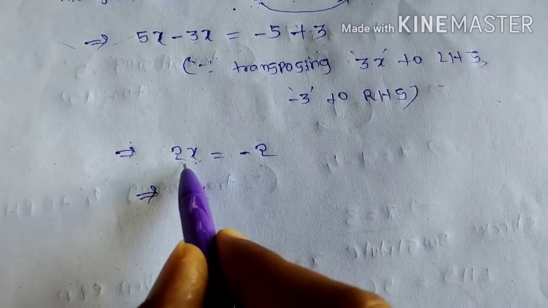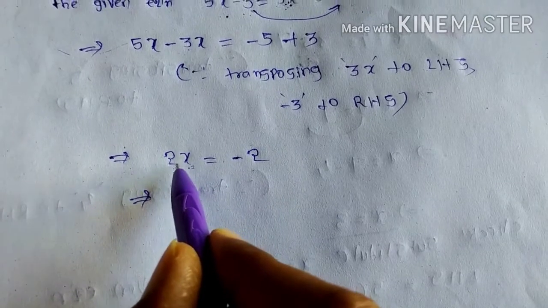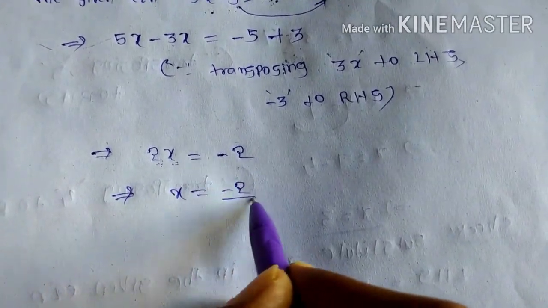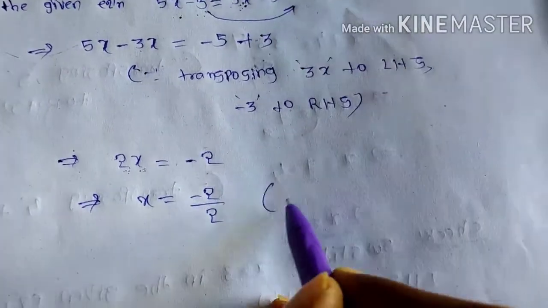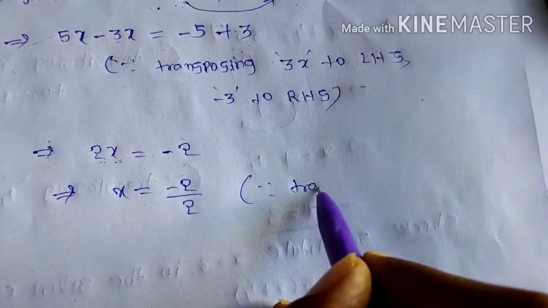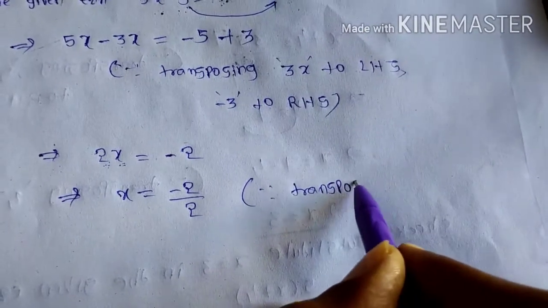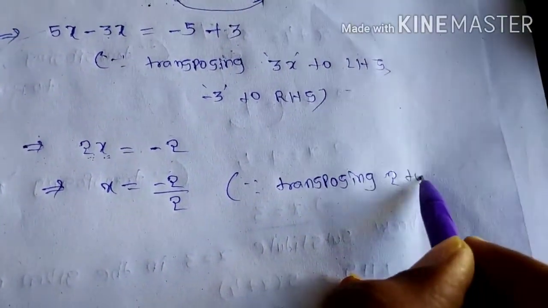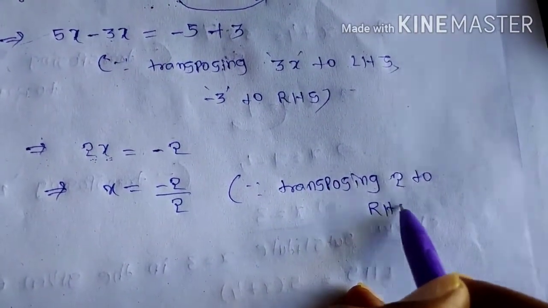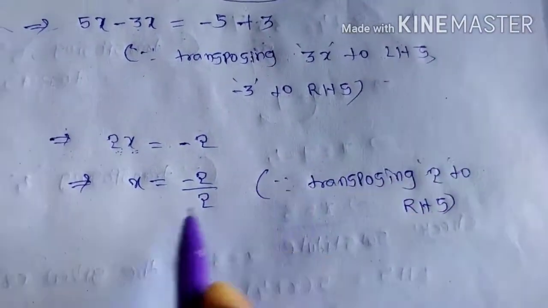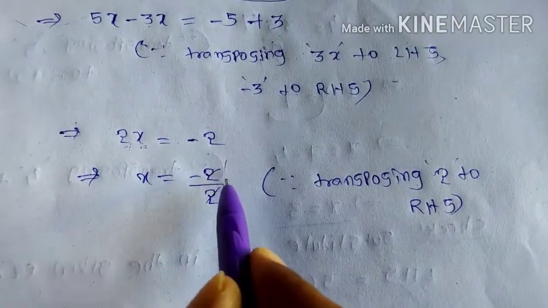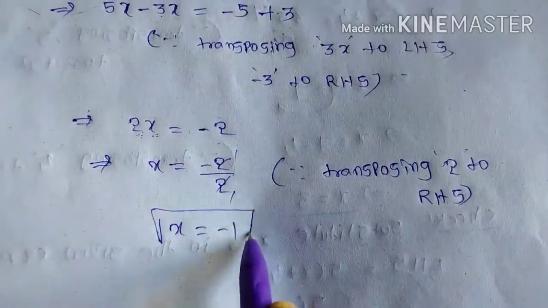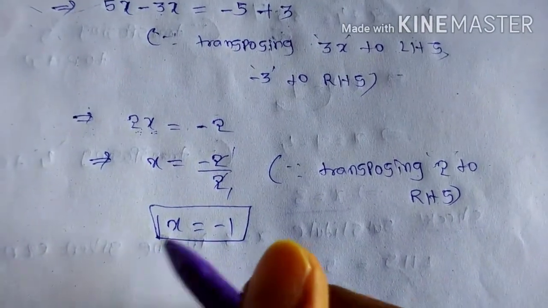2 times of x means 2 into x. That means if I am transposing 2 to RHS it will become division. x is equal to minus 2 by 2. In the brackets you can write here transposing 2 to RHS. See here 2 1s are 2. That means minus 1. X is equal to how much? X is equal to minus 1 is the solution.